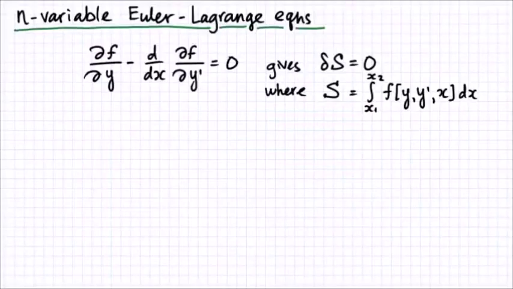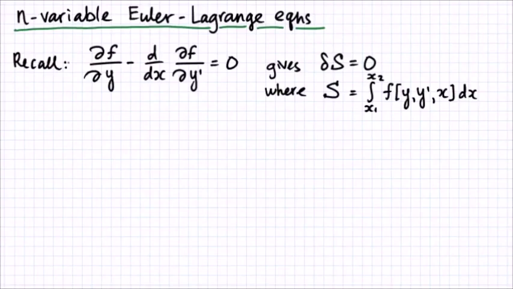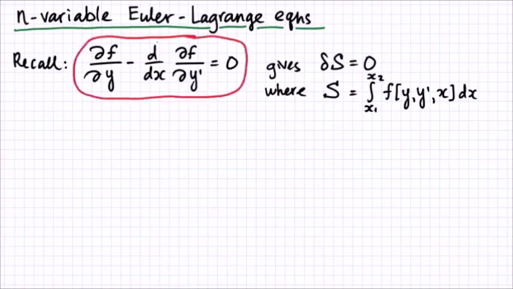Euler-Lagrange equations for n variables. Recall that for one function y of x we have the following Euler-Lagrange equation: if we solve this equation and find y of x, that will give us a stationary functional S, and f is some other function, or generating function, for which this functional will be minimized.